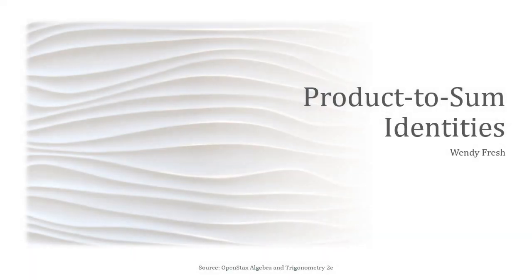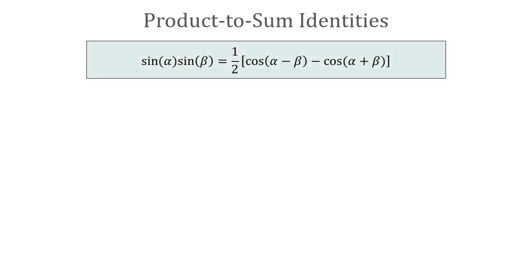In this video, we will learn how to use the product to sum identities. If you have the product of the sine of an angle alpha times the sine of a different angle beta, then that's equal to 1/2 times the quantity of the cosine of the quantity alpha minus beta minus the cosine of the quantity alpha plus beta.